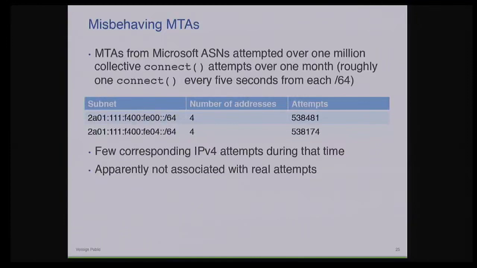Okay, just a couple minor notes that we found along the way as anecdotes. At one point in our experimentation, we had MTAs from 2 Microsoft ASNs that gave us roughly 1 million connect attempts over a period of about 1 month. That corresponds to about 1 connect every 5 seconds from each of these /64 networks. There were few corresponding v4 attempts during that time, and so we weren't exactly sure. We were trying to investigate this a little bit, but it was certainly anomalous and something I thought was interesting to bring up to this group, but apparently not associated with real attempts.